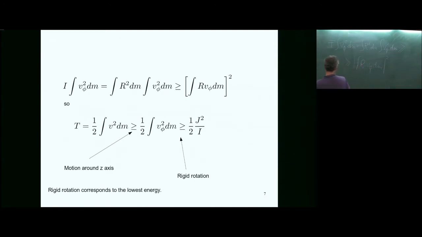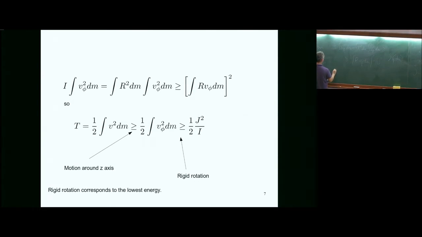So now the kinetic energy that we have here, it's T, and this is equal to J squared, yeah? So we have the following inequality, that the integral of v phi squared dm is greater than or equal to J squared over I.